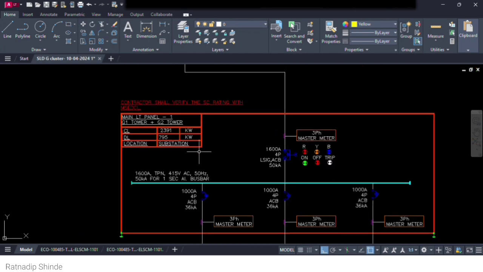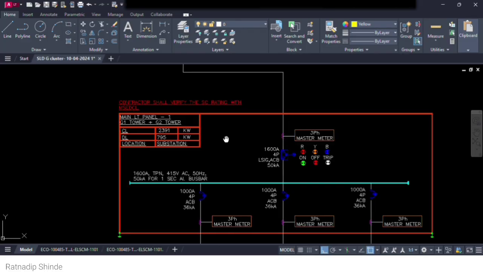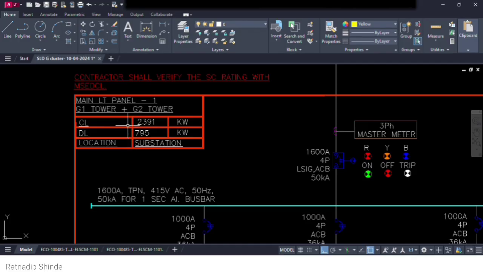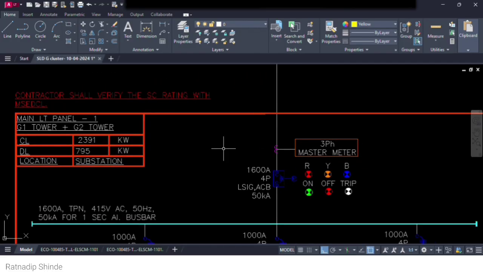Okay, got it. So it's going to the main LT panel, and on that panel the supply for the two towers is fitted. You can see that cable is going into main LT panel 1, and the connected load is 2391 kilowatt. The demand load is 795 kilowatt.